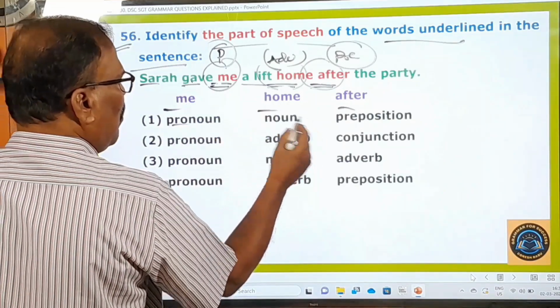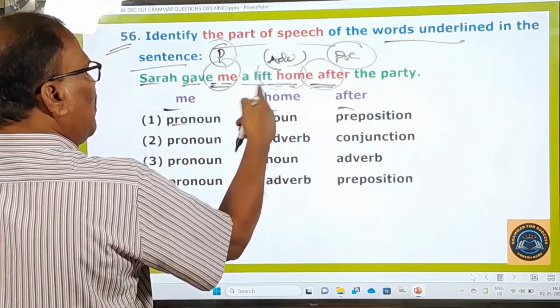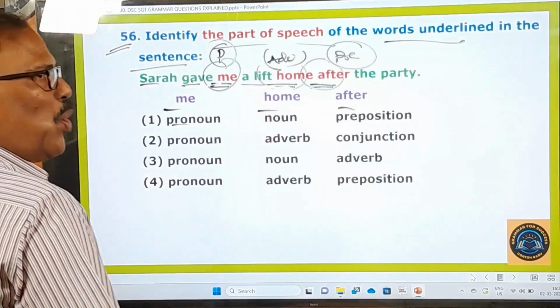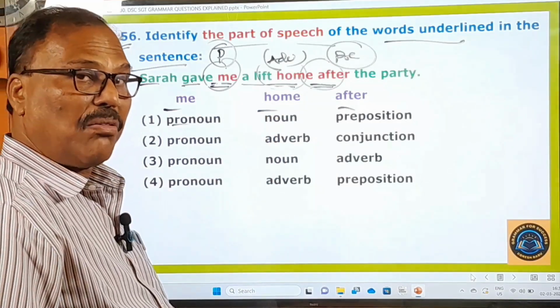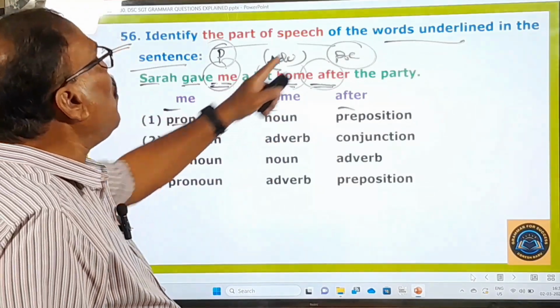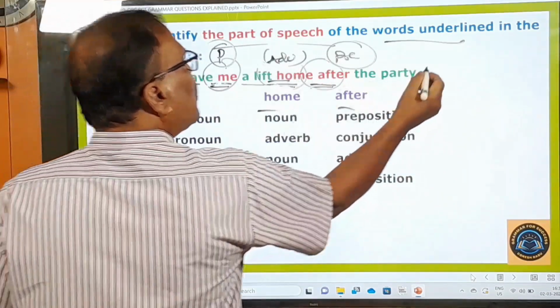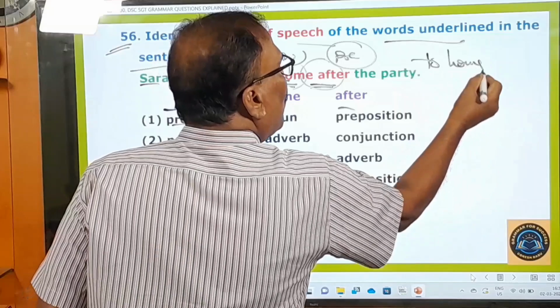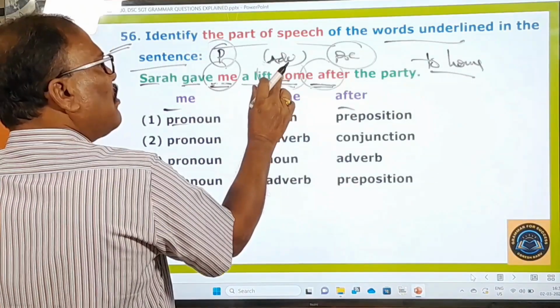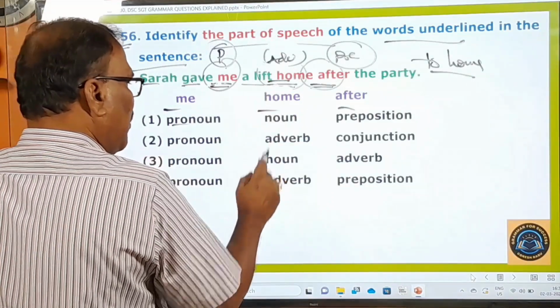Now, please don't get confused. If it is given all alone, as in "I am at home," then you say home is a noun. But in "She gave me a lift home," that means to home. That's the meaning. When it's an adverb, it means to home. So therefore, it's not a noun, it's only an adverb. Where is that adverb? Here.